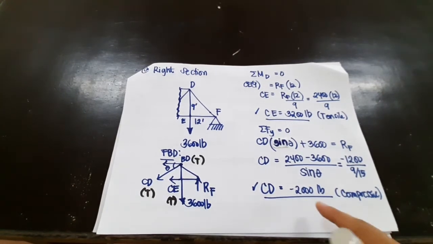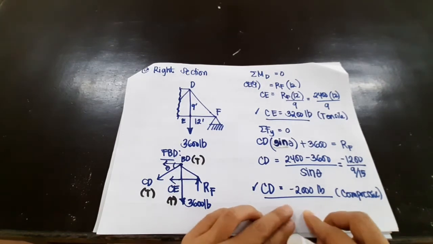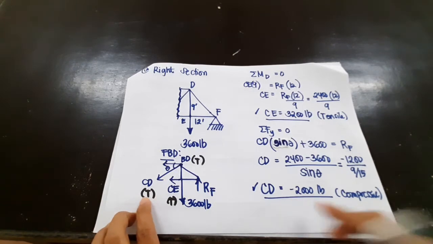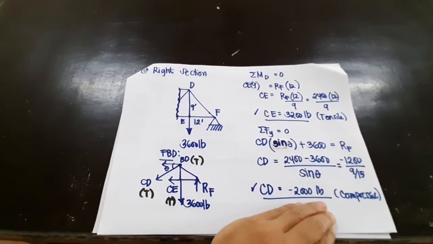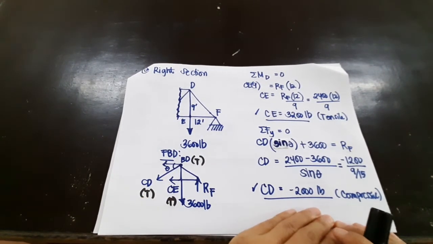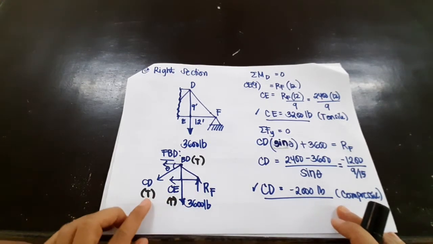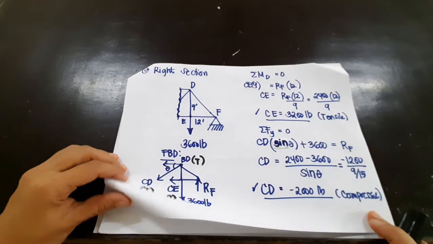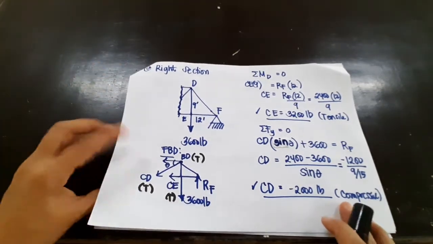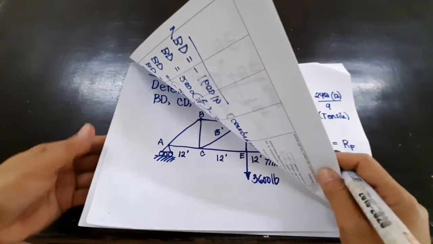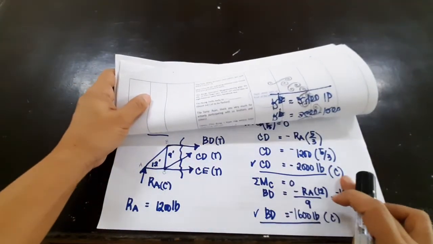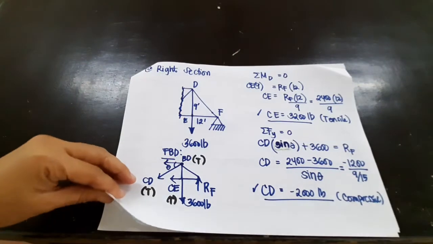Since we have a negative value, our assumption of a tensile force at CD is wrong. That would mean that CD is not a tensile force, but rather a compressive force. And this is actually the same as what we solved earlier. So let's see CD. We have a compressive force of 2,000.